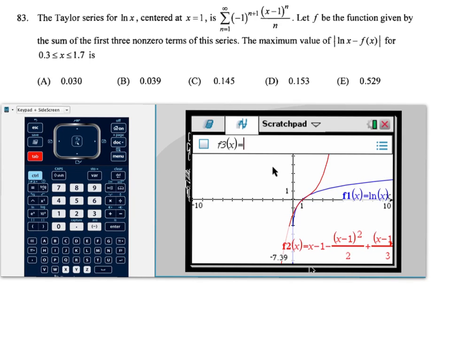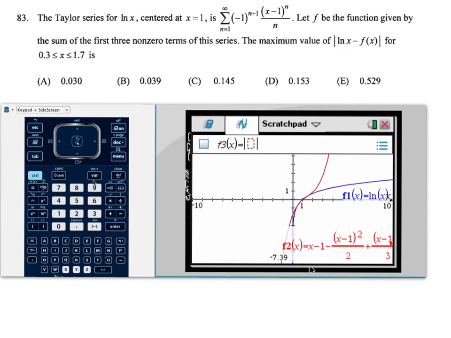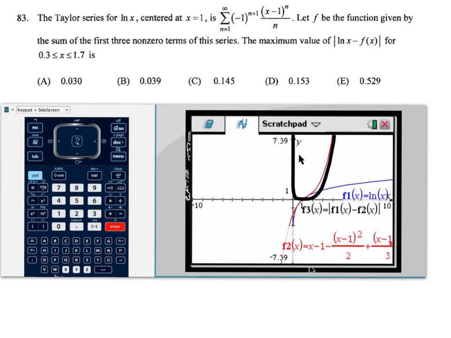So what we can do is graph another function. We can make this the absolute value of f1 of x minus f2 of x. Alternatively, you can just type these all into the absolute value. You do have to be careful because you're subtracting that series, so you have to watch your signs. But since it's an absolute value, it doesn't matter if it's f1 minus f2 or f2 minus f1. So you can switch those around, so that actually can be helpful. And there's the difference. And so what we care about is the maximum value of this difference, the absolute value of this difference, on the interval from 0.3 to 1.7.